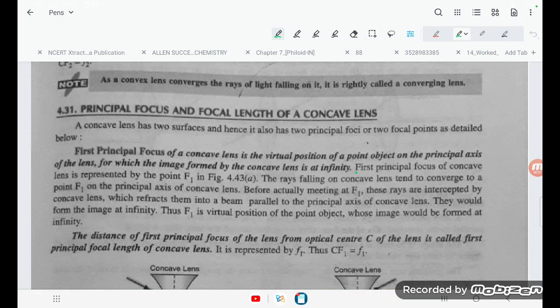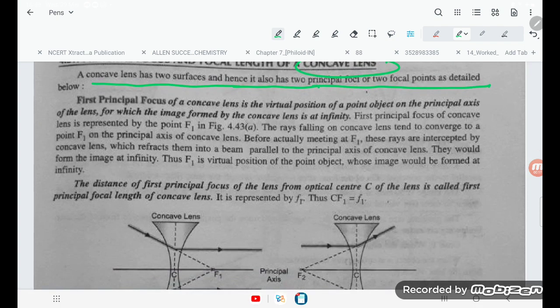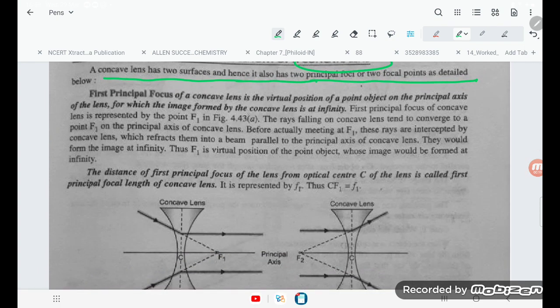Hello student, let's try to understand the principal focus and focal length of concave lens. A concave lens has two surfaces, hence it also has two principal focus. Now, the first principal focus of concave lens is the virtual position of a point object on the principal axis of the lens, for which the image formed by the concave lens is at infinity.